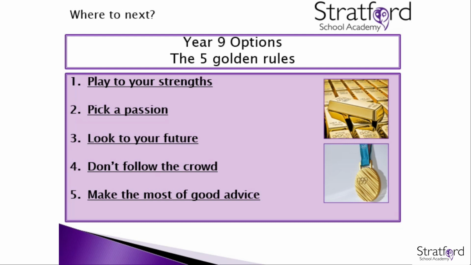Pick a passion. You're the person that is going to be studying this for the next 2 years, so pick something that you are interested in and are passionate about. Look to your future. The key word there is your. It's your future. Focus on what you want to do when you leave Stratford School Academy. Do you want to do an apprenticeship? Do you want to go on to a college or a sixth form? Do you eventually want to go to university? Is there a particular industry you are looking to create a career within? Ask yourself these questions and then look for which GCSE courses you need to be taking to get yourself there.